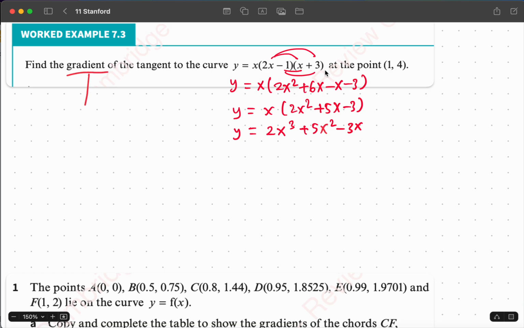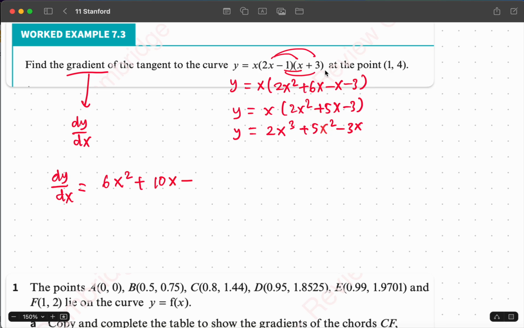Now we got the y, so we can find the gradient of the tangent, so the gradient will be the derivative. Okay, so let's find the dy over dx from the y here. So it will be 2 times 3, I will write it first, x to the power of 2, or if you want we can directly multiply. So 2 times 3 will be 6, x squared. Plus 5 times 2 will be 10, and then minus the power by 1, 2 minus 1 will be x to the power of 1.